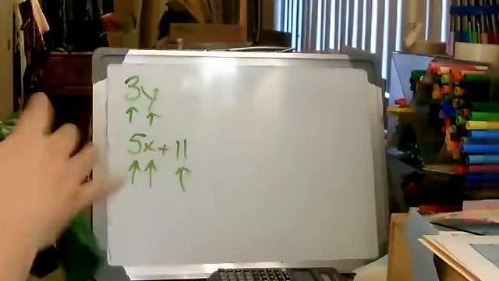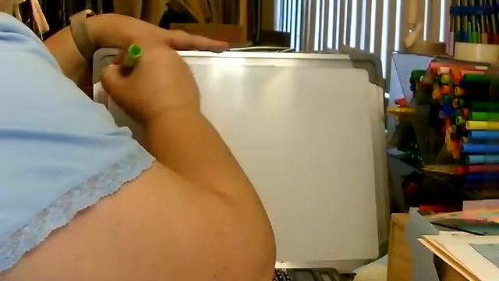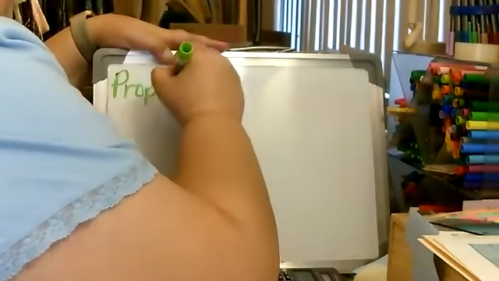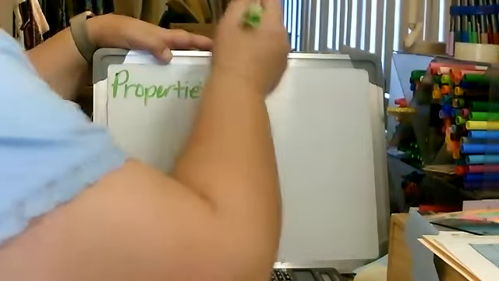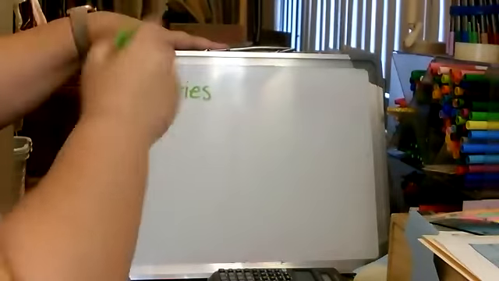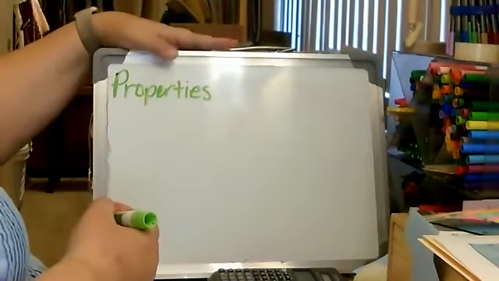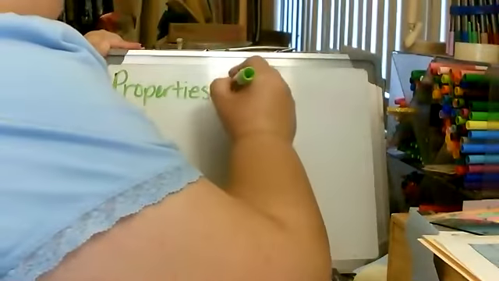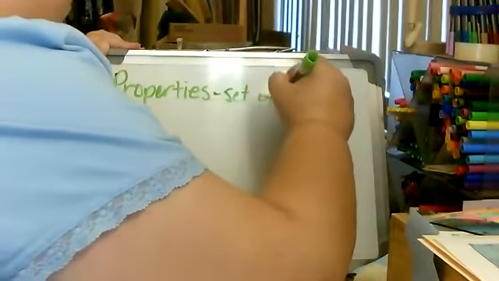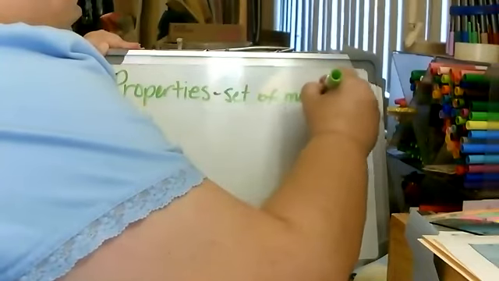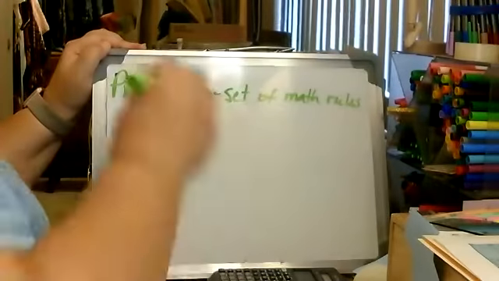Now we're going to talk a little bit about properties. Properties are a set of math rules that are always true. Kind of like in a fraction, if you do it on the top, you have to do it on the bottom. That is a property of that particular form of math. Set of math rules. Always true.